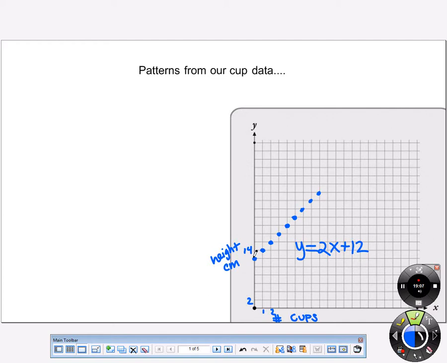Okay, so graphically, it's where the line hits the y-axis, or it's the y-intercept. What does it mean in the context of our cups? It's the starting point. And so it's saying at 0 cups, we have a height of 12 centimeters. Now, is that accurate? No.